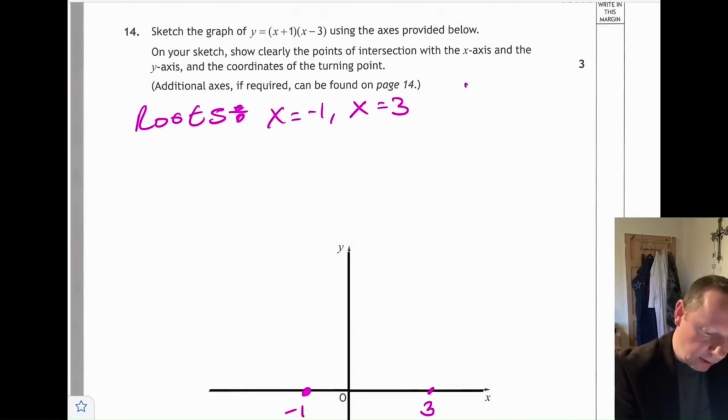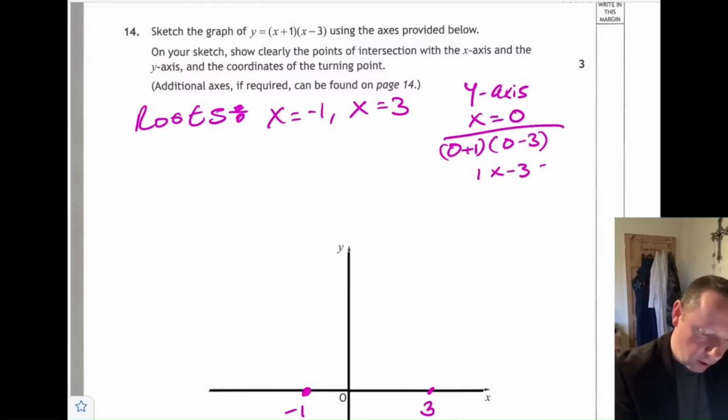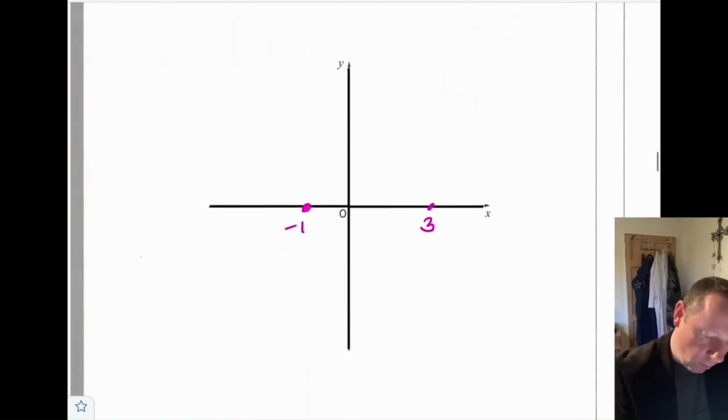Now where it cuts the y-axis. For the y-axis, remember, we need to make x equal to 0. I'll write it out actually: 0 plus 1, which is 1, and 0 minus 3. So that's 1 times minus 3, which is minus 3. So again, on my y-axis, I can go down and say minus 3.